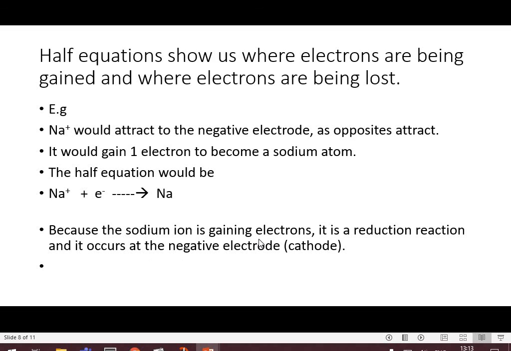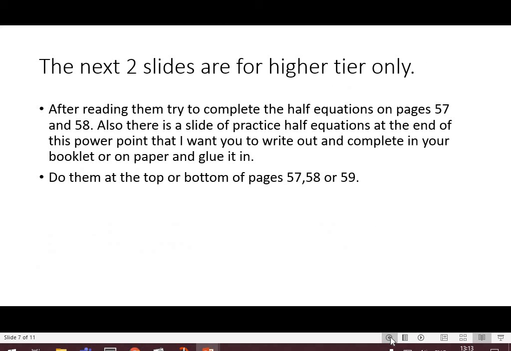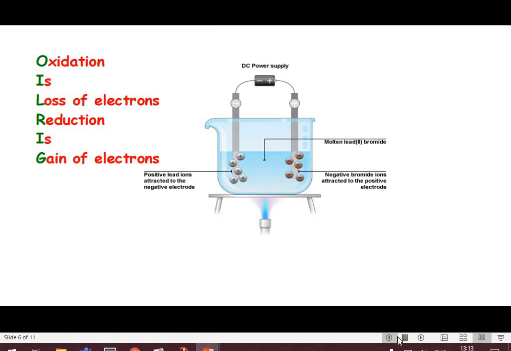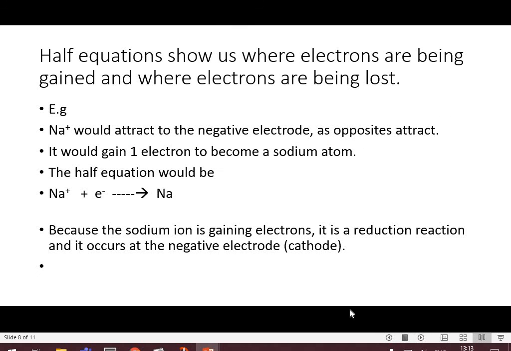Because the sodium ion is gaining electrons, from the previous screen we know what OIL RIG stands for. OIL RIG. It is a reduction reaction because it's gaining electrons. And this would occur, well, if you think about the sodium ion, it's positively charged, it would be attracted to the negative electrode, which is also known as the cathode.